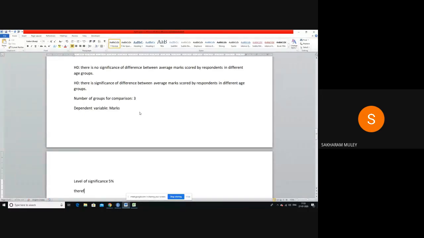Therefore, can I use the independent t-test? No. Therefore, the test will be ANOVA, under the assumption that data is normally distributed and satisfying all the conditions of parametric tests.